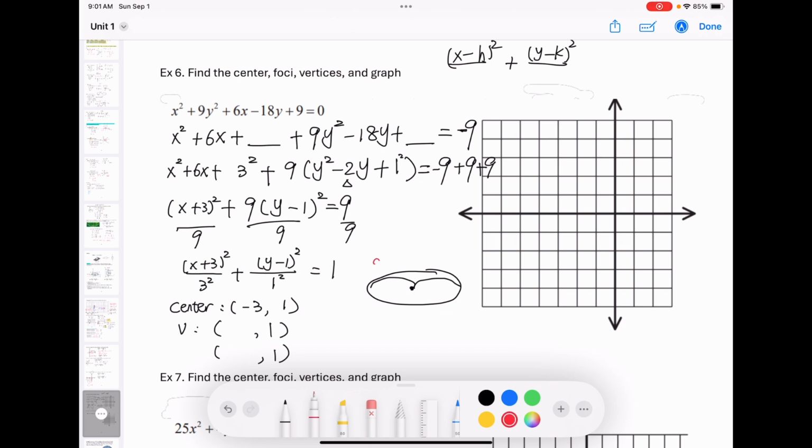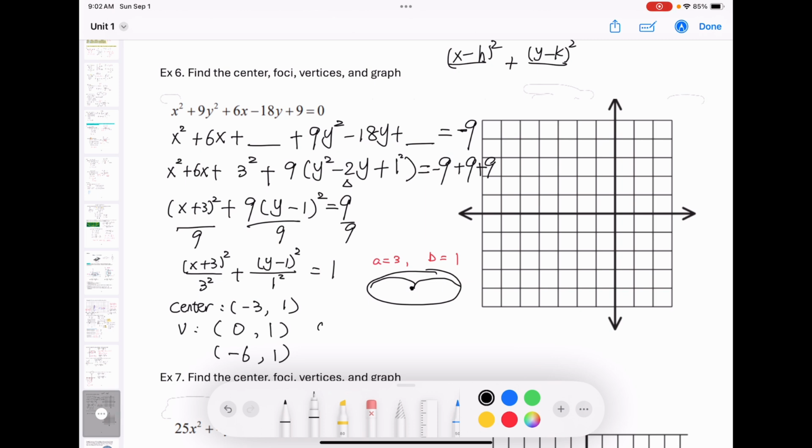So a is equal to 3. And from the formula, we can find b is equal to 1. We find the c later. So negative 3 plus 3, 0. Negative 3 minus 3, negative 6.